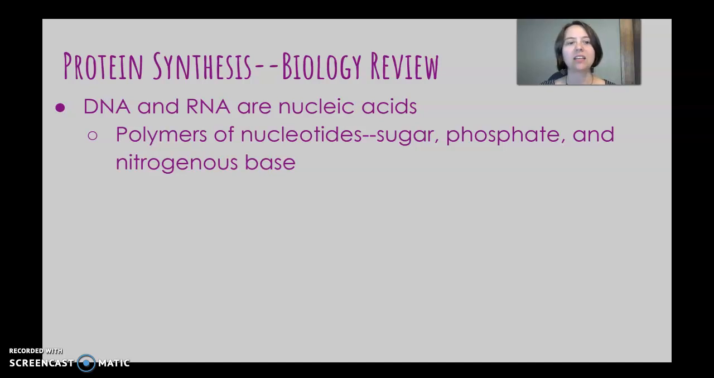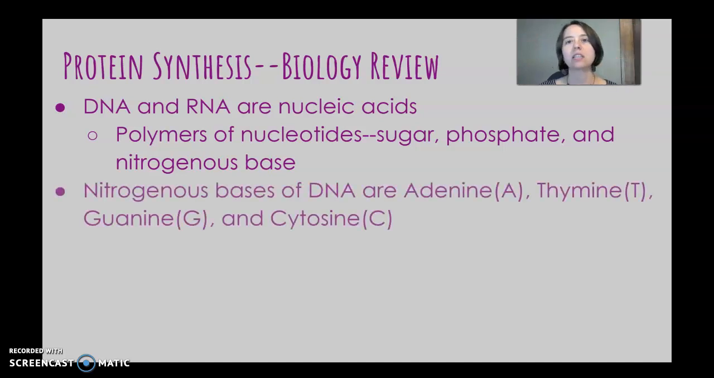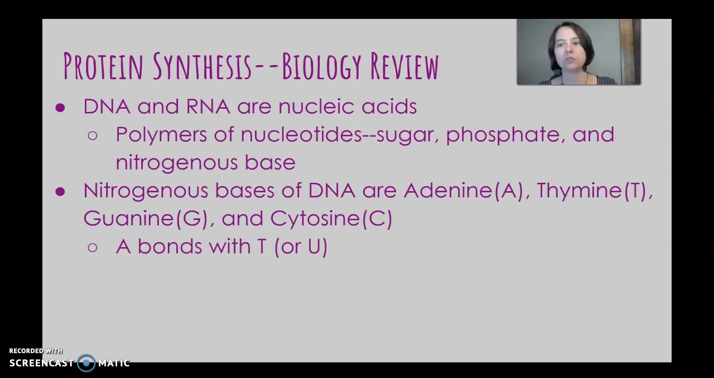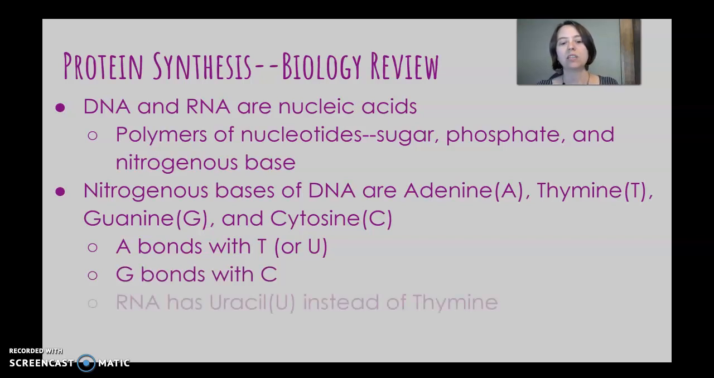What's a nucleic acid? It is a polymer of nucleotides, and remember, a nucleotide has a sugar, a phosphate, and a nitrogenous base. There are 4 flavors of nitrogenous bases: adenine, thymine, guanine, cytosine. That's if you are DNA, and RNA would have uracil instead of thymine. If you remember, adenine bonds with thymine. If you're RNA, adenine binds with uracil. And then guanine bonds with cytosine.